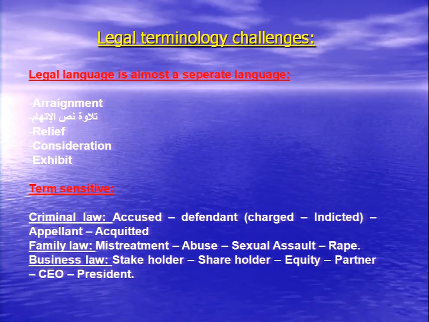Term sensitive. What do I mean by that? For example, in criminal law there is a difference between someone who's accused, a defendant, indicted, appellant, acquitted. What do we call someone accused? Muttaham. It's the prior phase. Then he becomes a defendant when he's charged or indicted. Indicted is by the grand jury. Then he can be an appellant when he goes to appeal his case to the higher court. And then he can be acquitted. So you have to be sensitive to those.